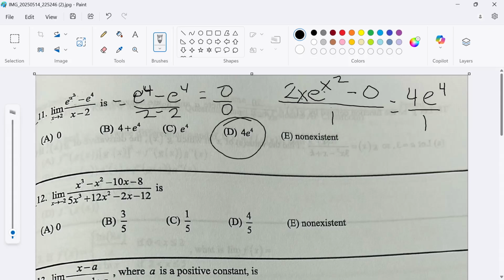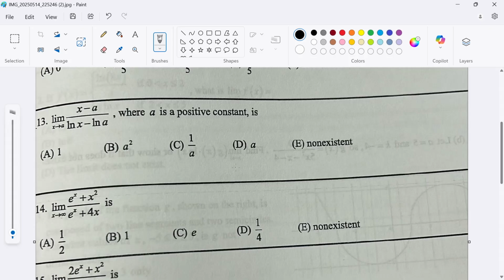That's D. And then I also have to do 13. Limit as x goes to a of x minus a over log x minus log a. Well, if I plug a in, I get a minus a, which is 0. Log a, I'm just plugging in a for x, log a minus log a, which is 0. Indeterminate form, L'Hopital's rule. Let me take the derivatives.